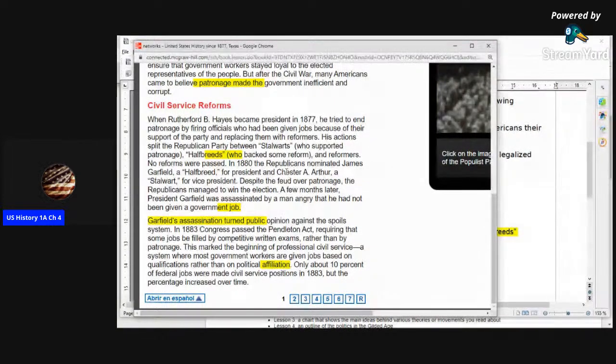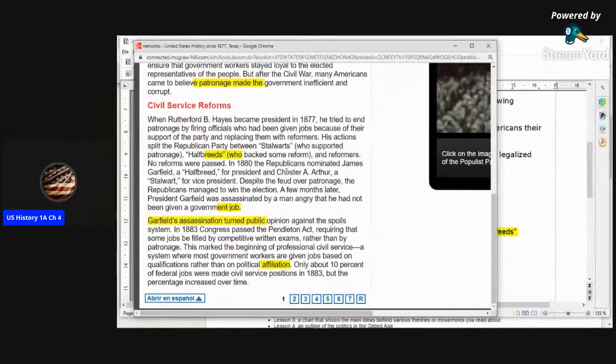So there was this fight with patronage, and a few months later, President Garfield was assassinated because he did not have a government job. And this made the public really against the spoils system. So this president's name was Garfield, like the cat. Okay, so remember Garfield the cat, assassinated, if this comes up on your test.